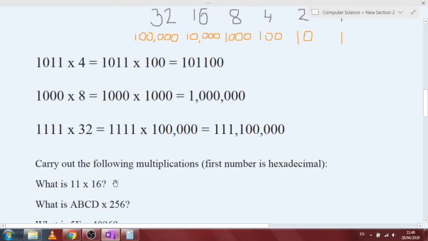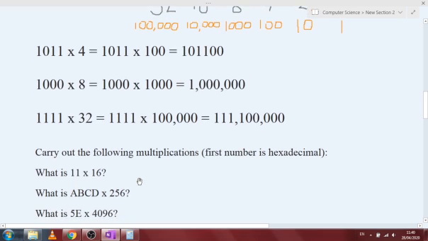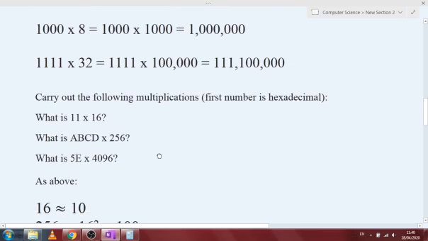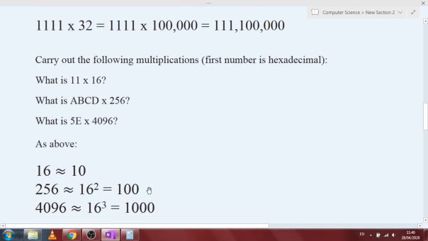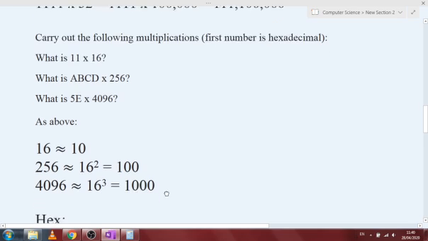Finally, we can carry out multiplications in hexadecimal. So what is 11 times 16? What is ABCD times 256? And what is 5E times 4096? So using the same thing as above, 16 in decimal will be equivalent to 10 in hex. 256, well that's 16 squared, so that's the third place, so that will be 100, and 4096, that's 16 cubed, so that will be the fourth place again, 16 to the 0, 16 to the 1, 16 to the 2, 16 to the 3, so that will be equivalent to adding 3 zeros onto the end.